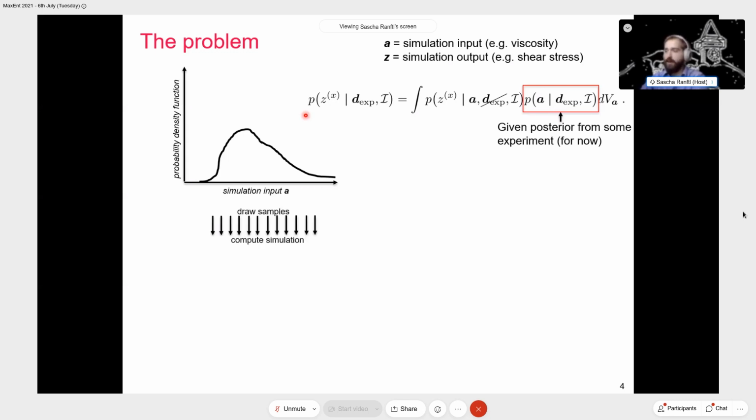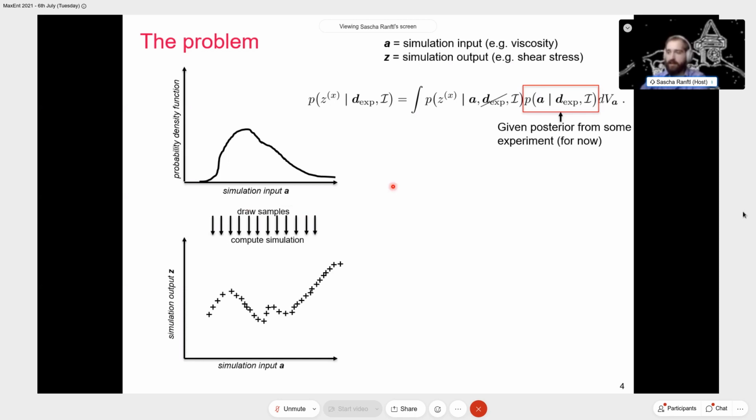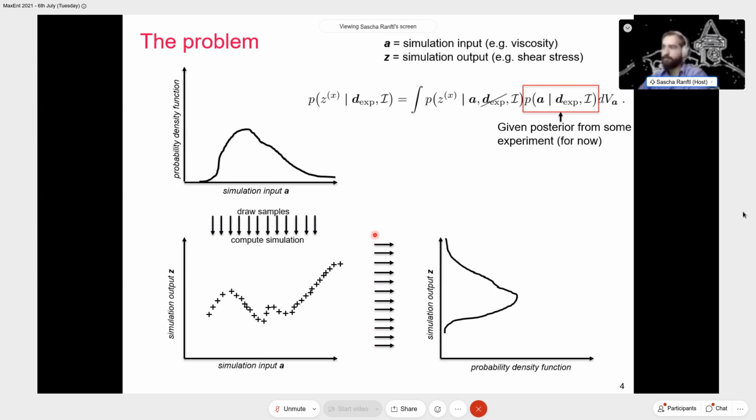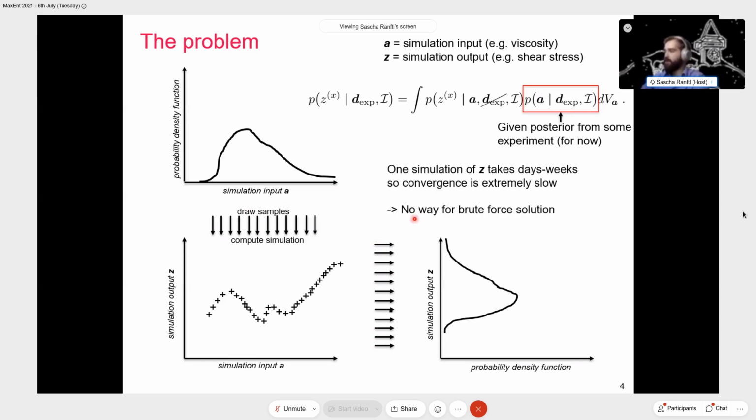In order to do that, we draw samples from our PDF and compute the simulation for each. Now we could proceed and arrange this data in a diagram of Z versus A, where the crosses denote the data. Then we gather this data and arrange it into histograms and approximately infer our probability density function of Z. The problem here is that in many interesting applications, one evaluation of Z can take days or weeks or even more. So the convergence of this integral is really slow, and there's no way we can do this in a brute force way. But not all hope is lost.